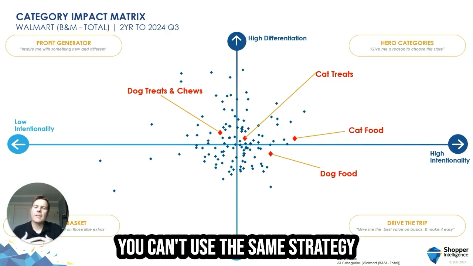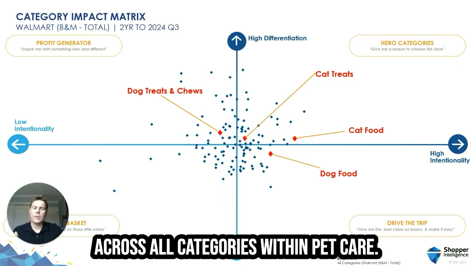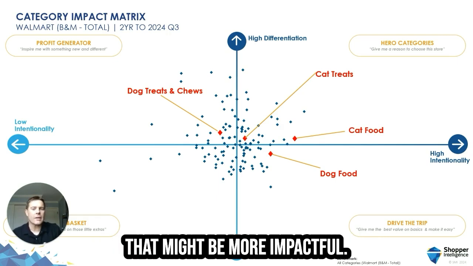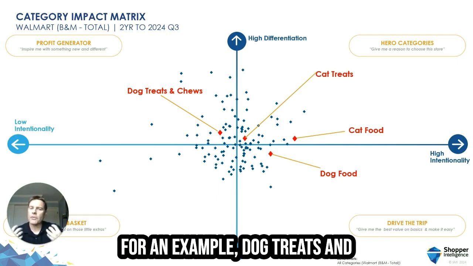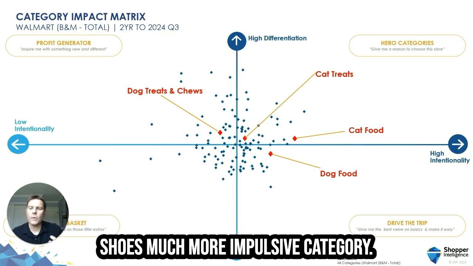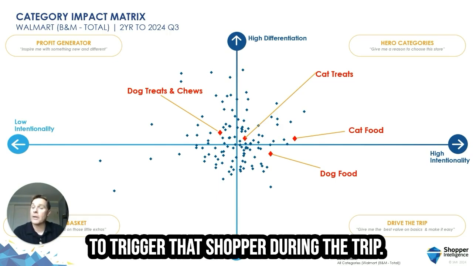You can't use the same strategy across all categories within pet care. You have to prioritize the things that might be more impactful. And for an example, dog treats and chews, much more impulsive category. Maybe you have more displays and try to trigger that shopper during the trip.